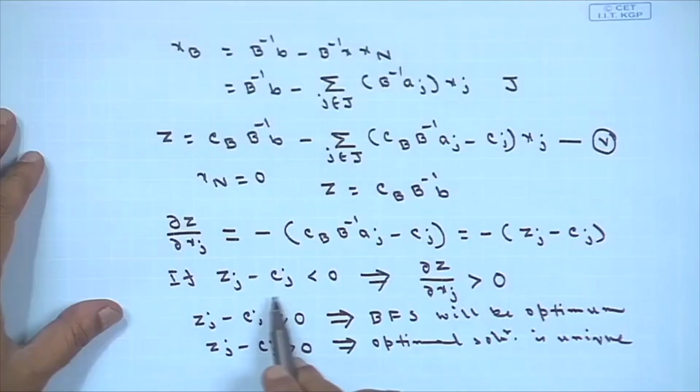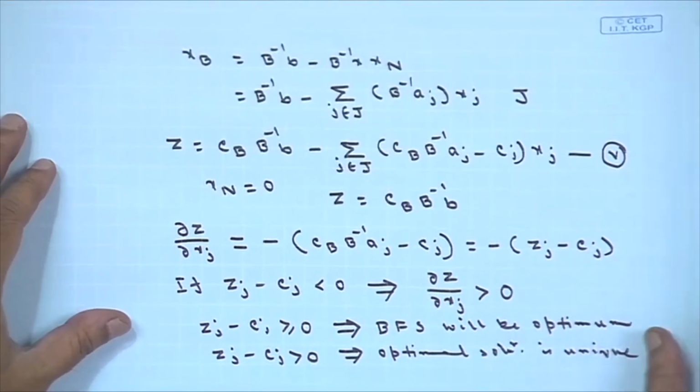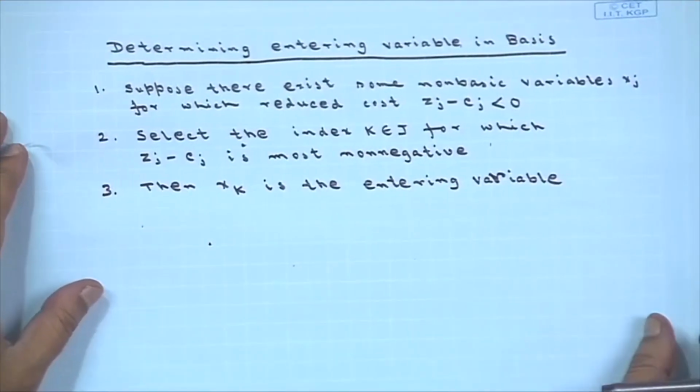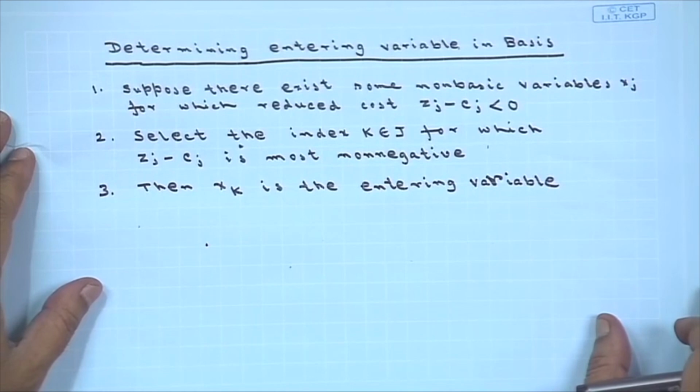Now, if all zj minus cj are not greater than or equal to 0, that means the solution is not optimum. So, then I have to find out what should be the entering vector, that means from the basis one vector will be going out and one vector will come inside. So, now we will check which vectors will be entering and which vectors will go out.